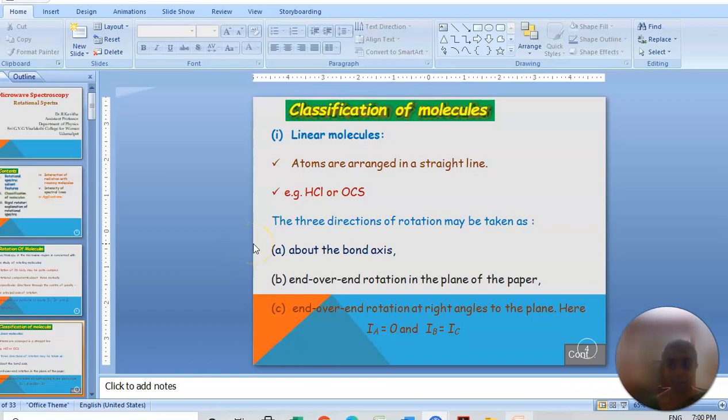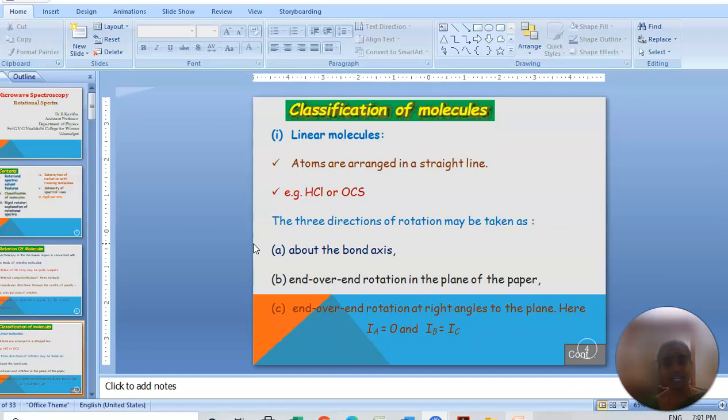Here, as the name implies, all the atoms are arranged in a straight line. Examples are HCl, H single bond Cl, or OCS, carbonyl sulfide, O single bond C single bond S. Rotation takes place about the bond axis, or end over end rotation in the plane of the paper, or end over end rotation at right angles to the plane.